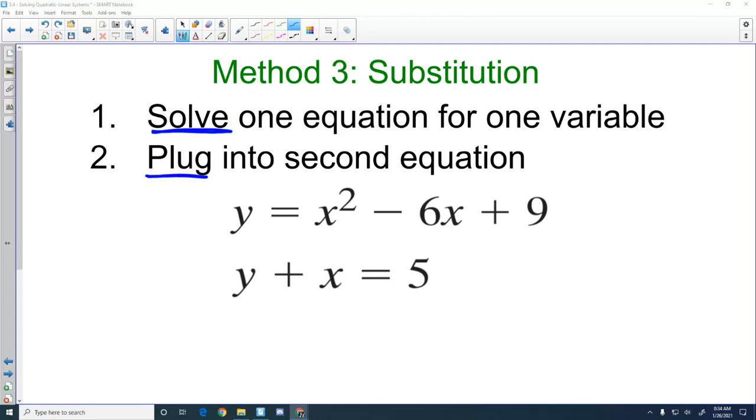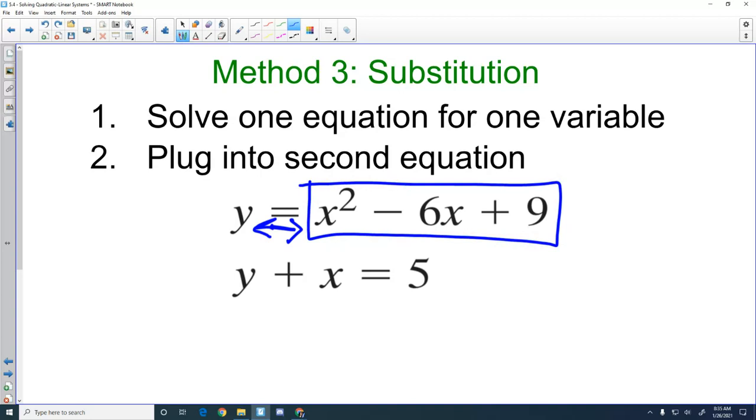Step one is to solve one equation for one variable. Luckily, this first equation is already written as y equals. That's perfect. An equal sign means that this left side is exactly the same as the right side. So if y is equal to all of this, the x squared minus 6x plus 9, that means anywhere I see a y, I could substitute in everything in that box for the y, because they're the exact same thing. So I'm going to send it to the other equation and substitute it in for that y.